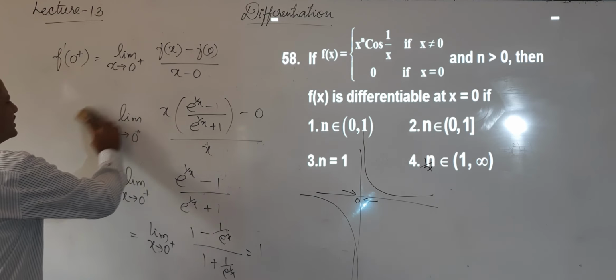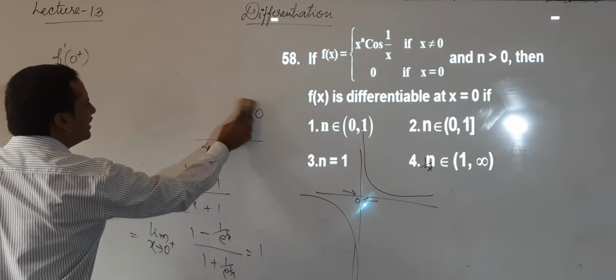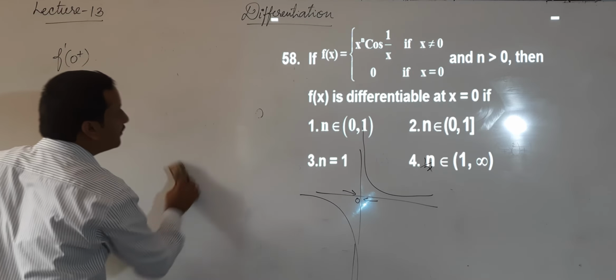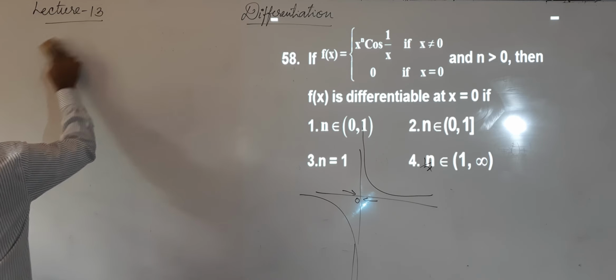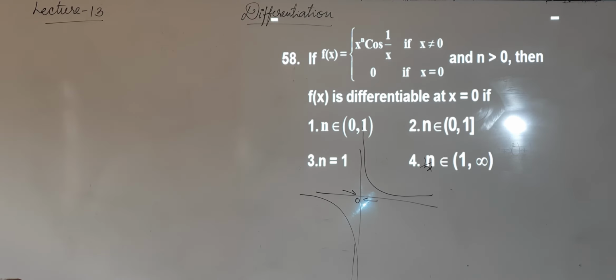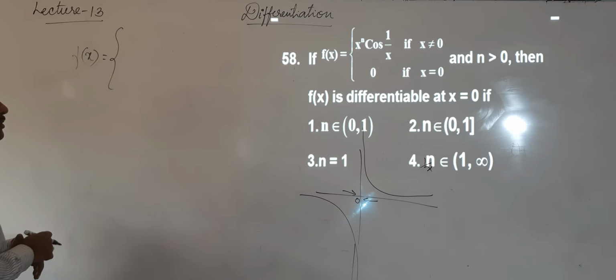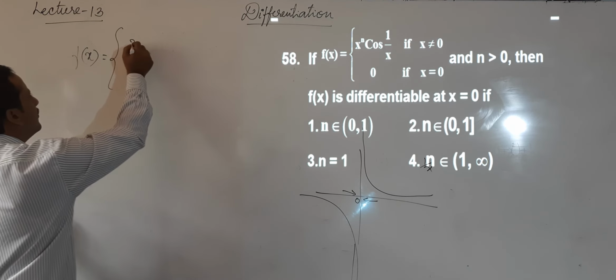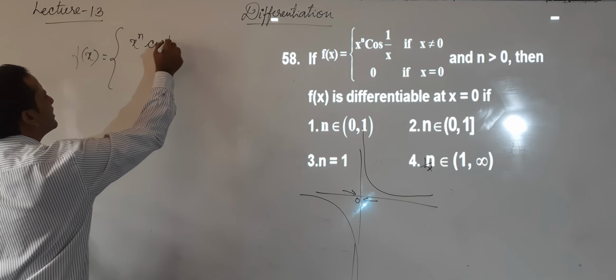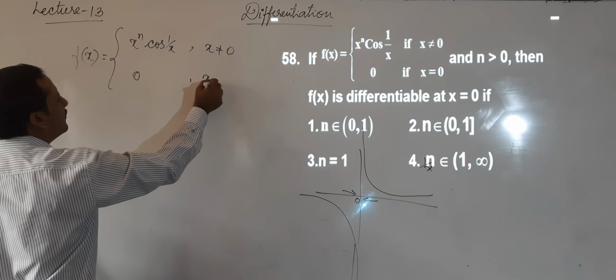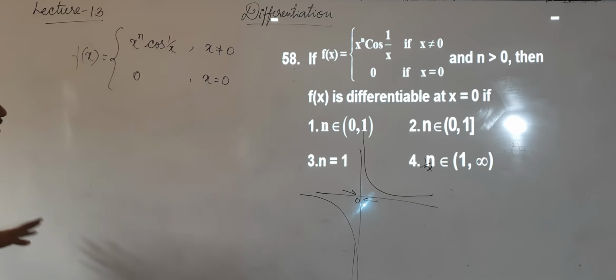Okay, let's have a look at this question. If f of x is equal to x power n cos 1 by x, if x not equal to 0, 0 if x equal to 0, and n greater than 0, then f of x is differentiable at x equal to 0 if. This is very similar to the problem which I explained earlier. Earlier I told you about x sin 1 by x. Now we have x power n cos 1 by x for x not equal to 0 and 0 if x is equal to 0.